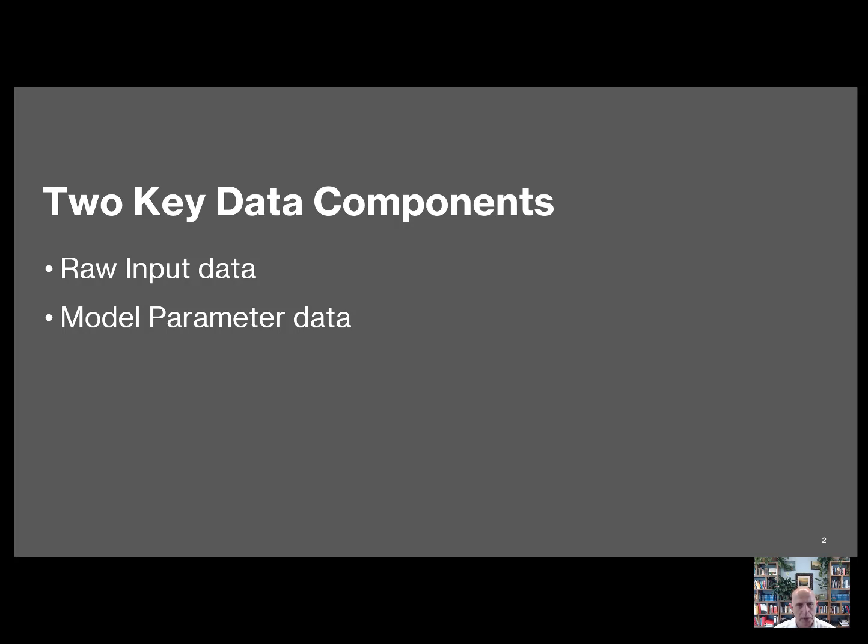But the two key building blocks of your overall model, once the model starts running, remain the raw input data and the model parameter data. So let's look at the raw input data set first.